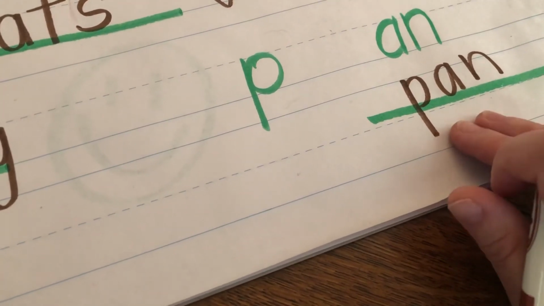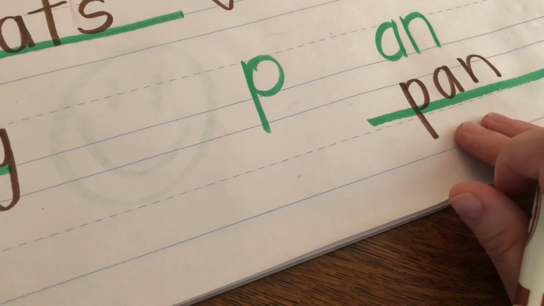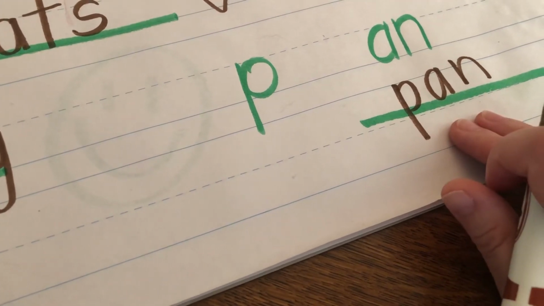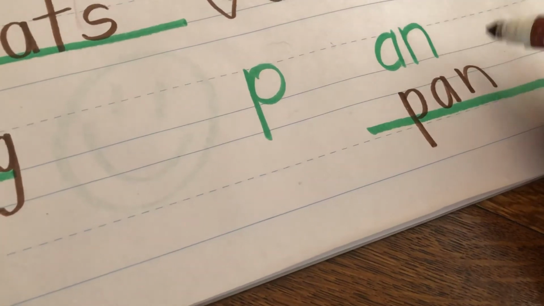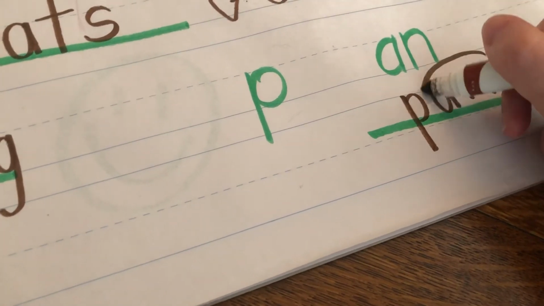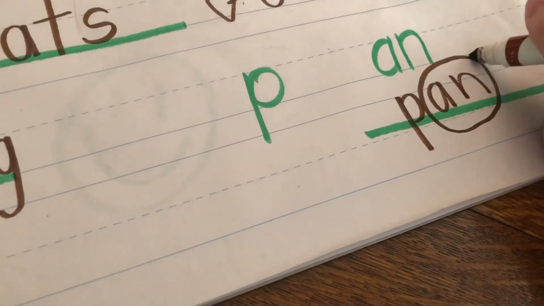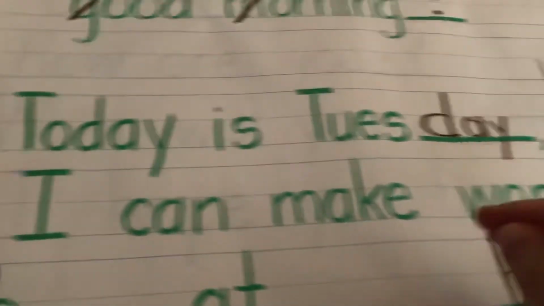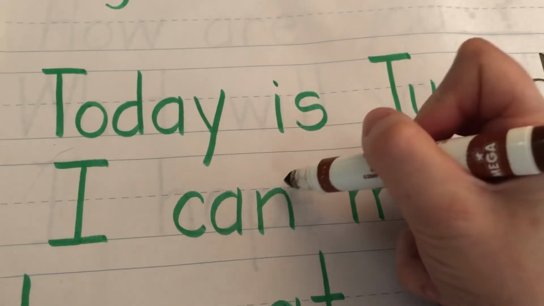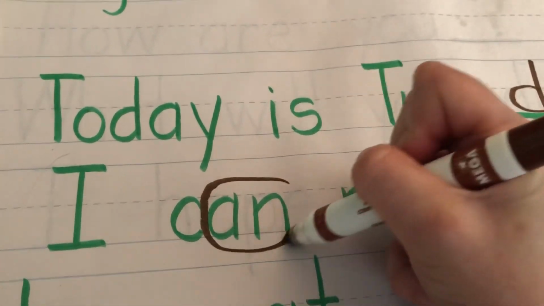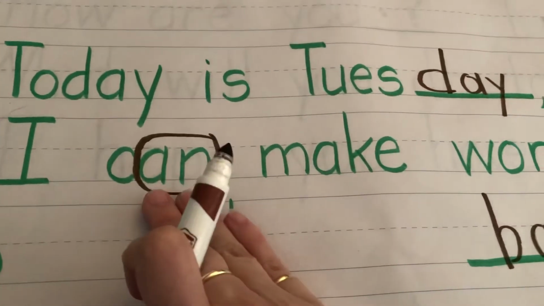But I just remembered there was a word in my morning message that rhymes with pan. And remember, rhyming words are going to have the same middle and ending parts. So if I draw a circle around the A and the N, an, and I found my rhyming word right there. Can. And if I circle that, there we have can, pan. Good.